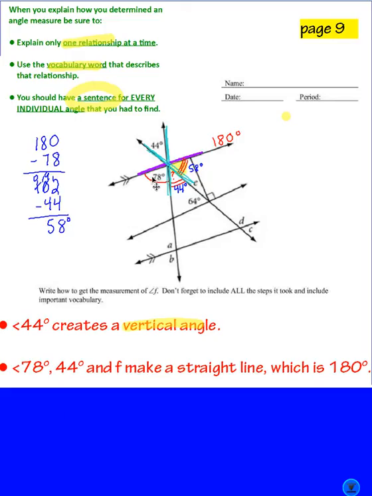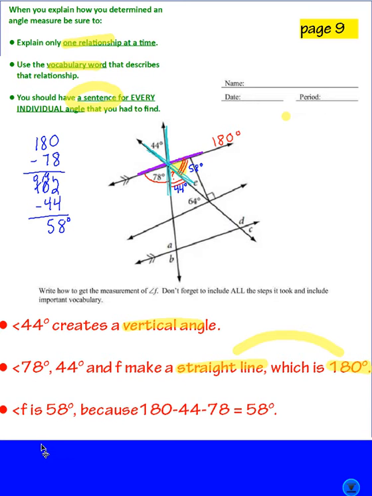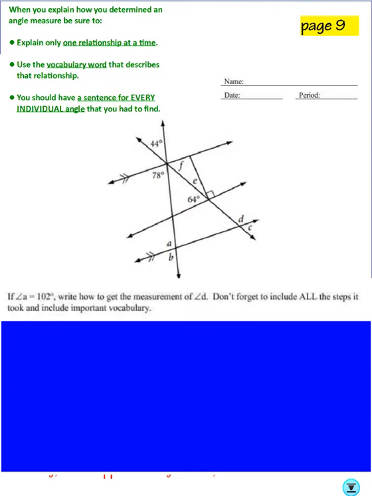Okay, well, 78 degrees and 44 degrees and angle F make a straight line, which is 180. So I'm talking about that one relationship, the straight line. Anytime you talk about a straight line, write that it's worth 180, showing that you know that. Finally, I found angle F. Remember, I did the work to find angle F. I did 180 minus 78 minus 44, or I can write it this way, 180 minus 44 minus 78. It's worth 58 degrees.